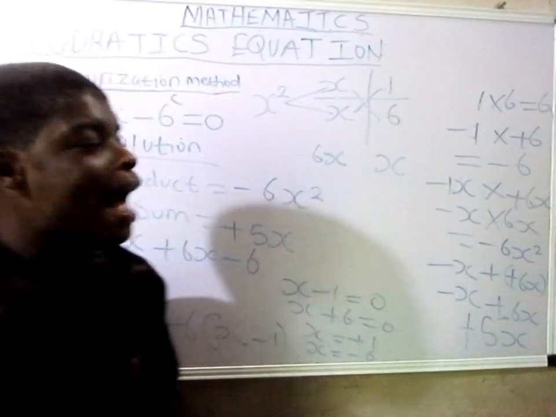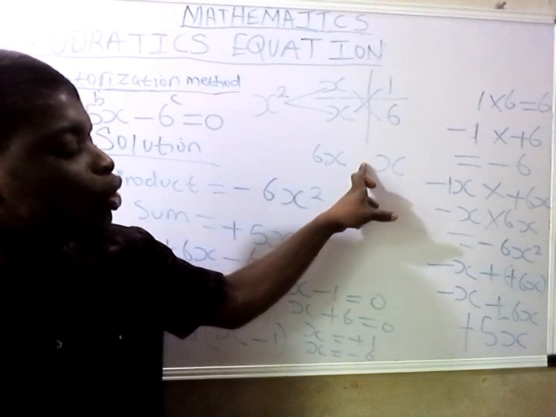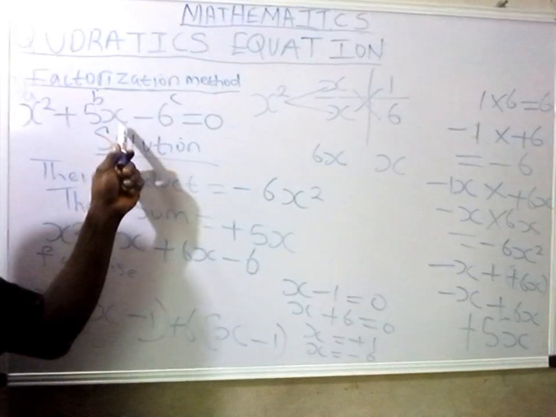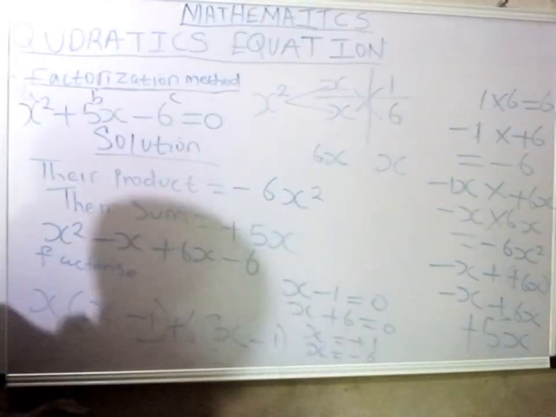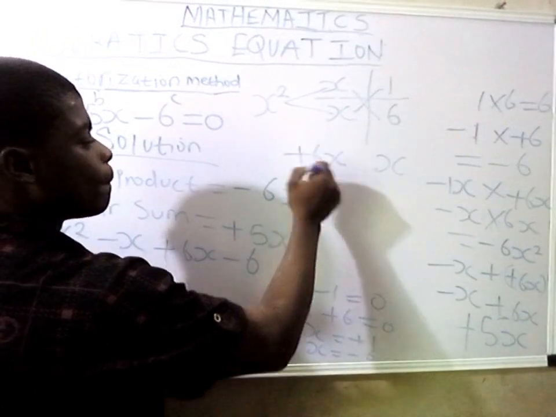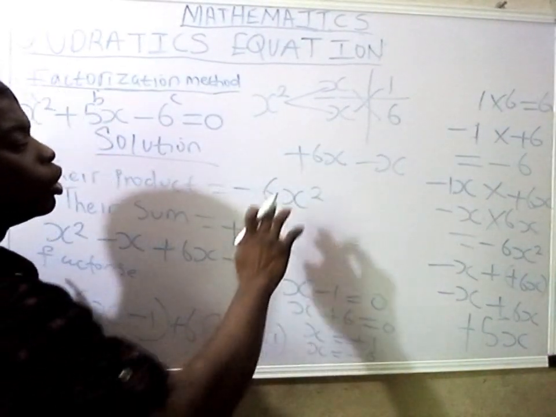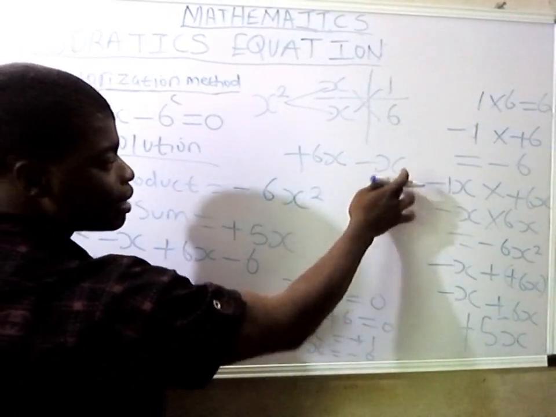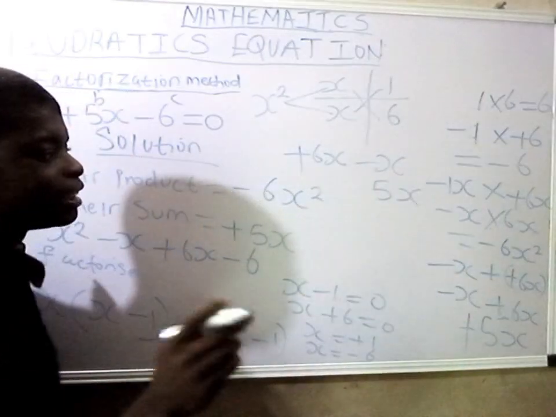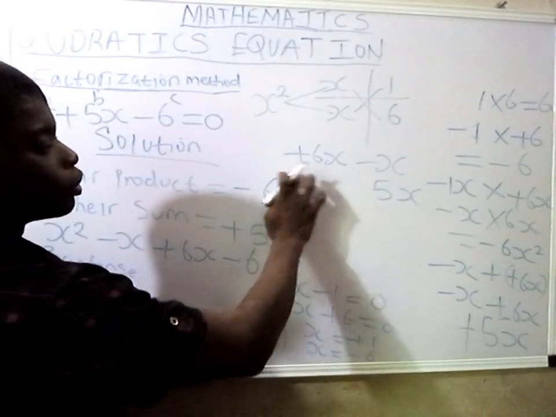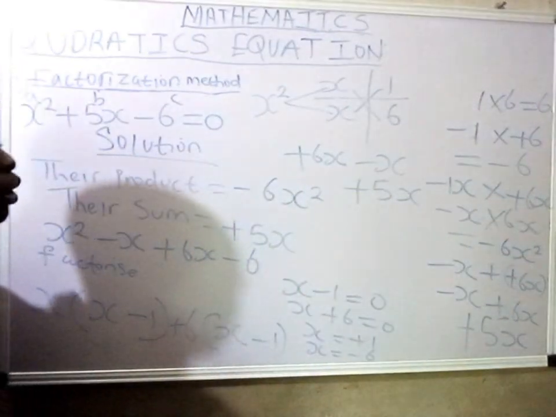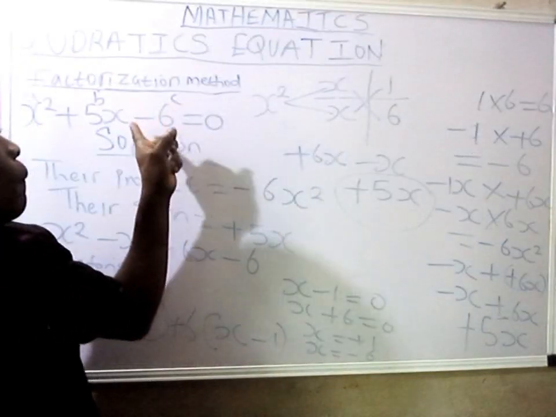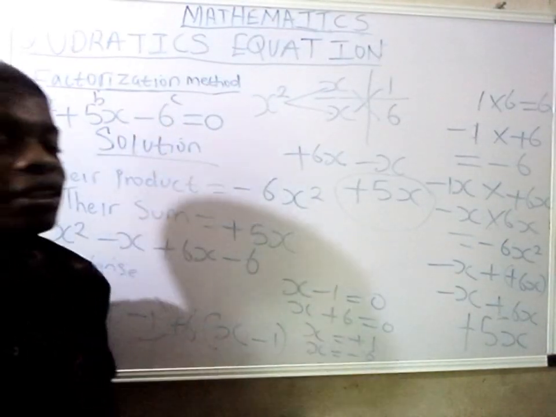Then you think, how can you introduce an addition sign or subtraction sign for you to get plus 5x? So first of all, we have plus here, minus here. Let's check if it is going to work. So plus times minus is minus. So 6x minus x is 5x. Take the sign of the bigger number, which is plus 6x. So you can see that we got our answer back. We got 5x, plus 5x.